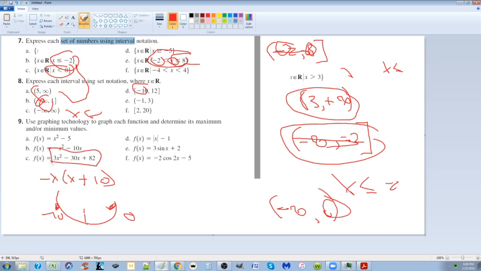This is also a parabola, but the only thing I know is that 0, minus 82 is the y-intercept. I'd have to factor it. This tells me it's an absolute value shifted down by 1.